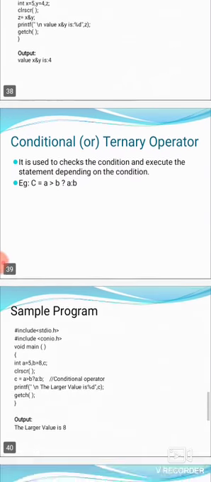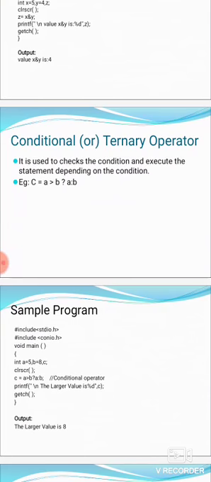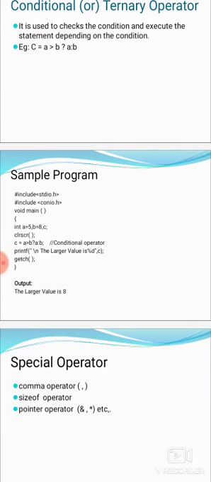Conditional or ternary operator. It is used to check the condition and execute the statement depending upon the condition. For example, C is equal to A greater than B question mark A colon B. This can be read as: if A is greater than B, then A, else it is B. That means when A is greater than B, the A value is printed. When A is not greater than B, the B value is printed. That is what is given in this sample program.